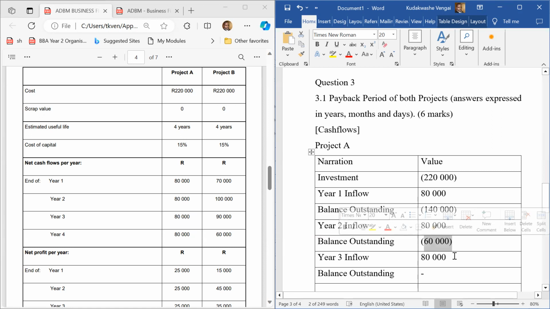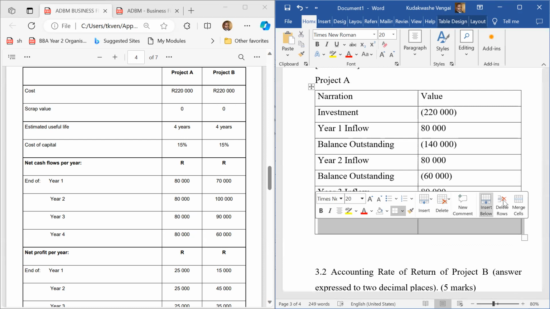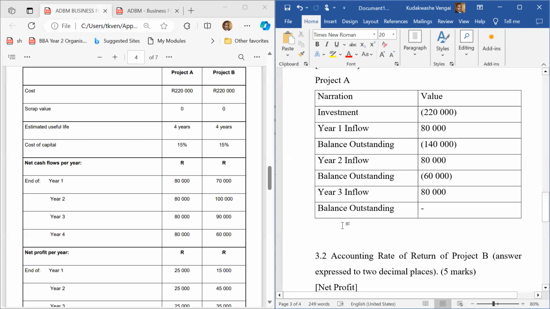And then in year number 3, we got another 80,000, and therefore we no longer had the balance. We have now fully repaid all of the money back, right? So then we want to calculate how many years it took us to pay back. This is year 1, year 2, and then we pay back in year number 3. So it's going to be 2 years plus how much money was left? 60,000. 60,000 divided by 80,000, and then we multiply that by the period, which is 12 months.